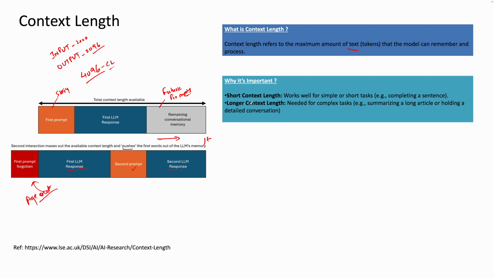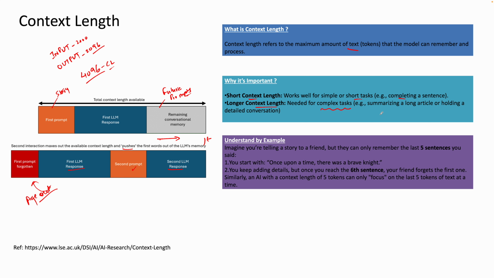It's important because models with a shorter context length are good for short tasks. Short tasks could be completing a sentence, right? But for models that require a longer context length, let's say you are summarizing a book, or several chapters of a book, obviously it needs to store that context so that it can summarize that information for you. Or it's needed for more complex tasks. More complex tasks would need a longer context length. The examples given are summarizing a long article or holding a detailed conversation, right?